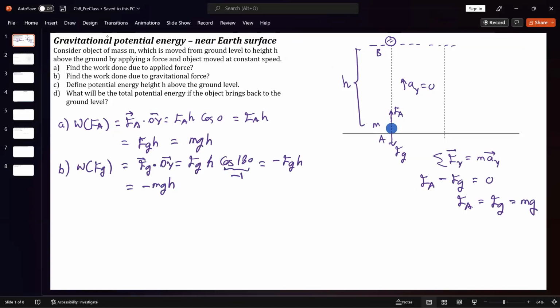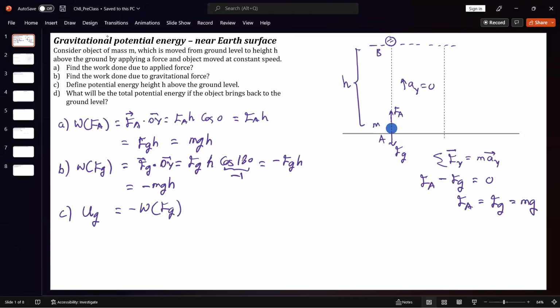What does that mean? If I want to lift the object against gravity, I have to add energy into the system. That negative sign actually means that. Okay. Now let's define the concept of gravitational potential energy. I'm going to use the letter U for the potential energy. Small g means the gravitational potential energy, which we define as the negative of the work done due to the gravitational force. Why do we define it that way?